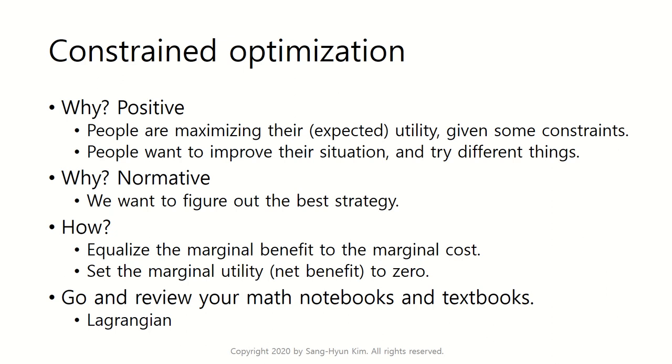And another thing is constraint optimization. So why do you use constraint optimization? Two reasons. One is positive, the other is normative. Positive means we want to describe the world using this mathematical concept, constraint optimization. And it is useful because we are going to assume that people are maximizing their expected utility, given some constraints.